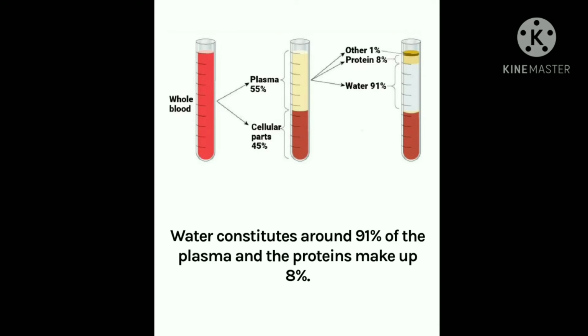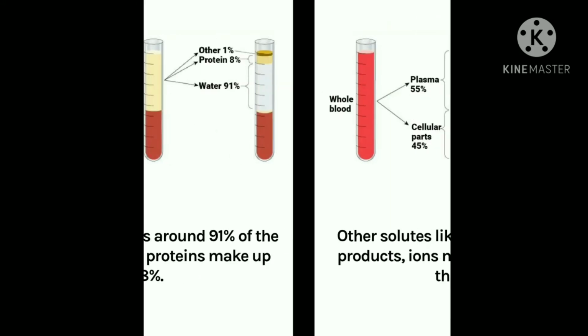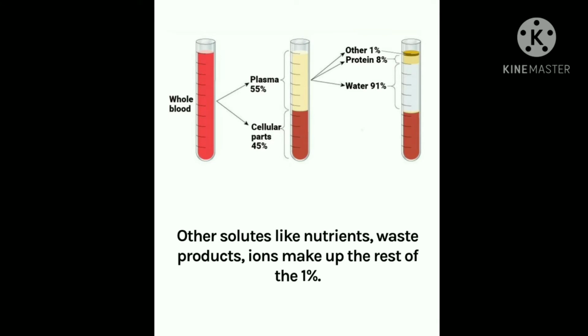So here again you are able to see the plasma. Plasma contains 91% water and 8% proteins, and other material is 1%. Other solutes like waste products and ions make up the rest of the 1%.